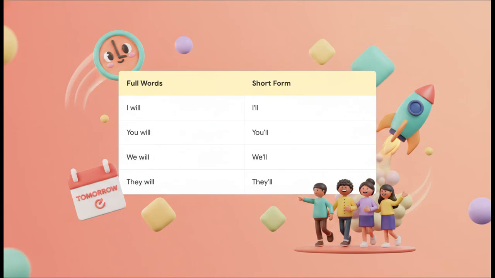I will becomes I'll. Try saying it after me. I'll. You will becomes you'll. We will becomes we'll, and they will becomes they'll. We use these shortened forms all the time in everyday conversation.